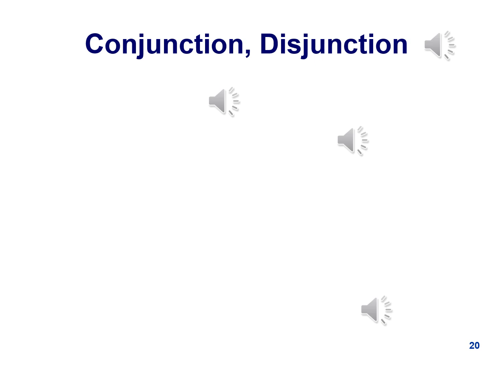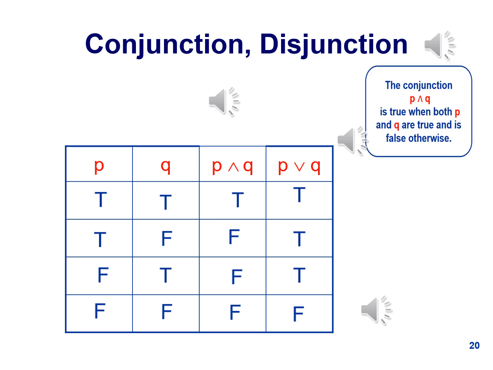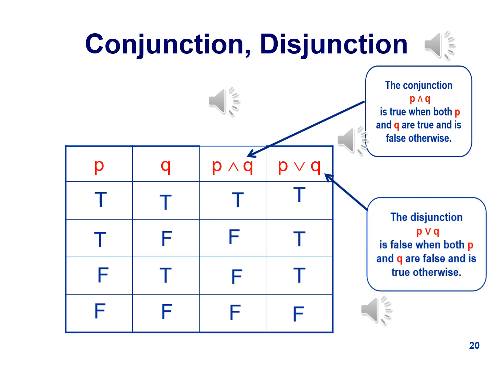In the following table, we will compare between conjunction and disjunction. The conjunction P and Q is true when both P and Q are true and is false otherwise. The disjunction P or Q is false when both P and Q are false and is true otherwise.